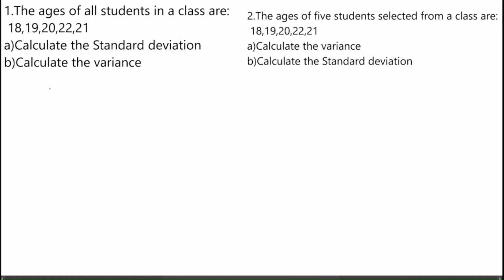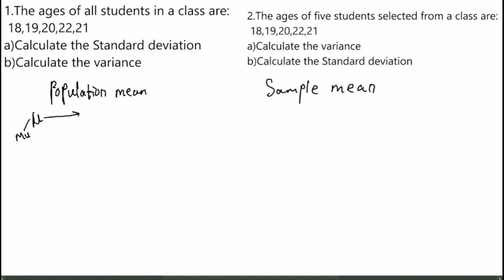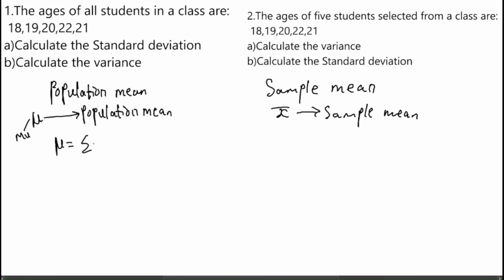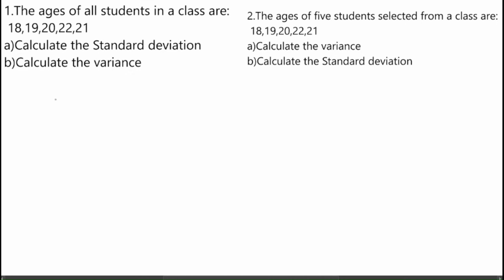But before calculating, let's quickly compare the population mean formula to the sample mean formula. Symbol mu represents the population mean, and the symbol which we are very familiar with, x bar, represents sample mean. The formula for population mean is the summation of x divided by n. And the formula for sample mean is also summation of x divided by n. Now we can go ahead and solve question 1.